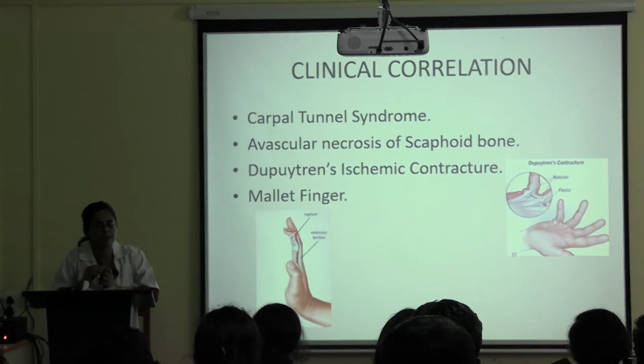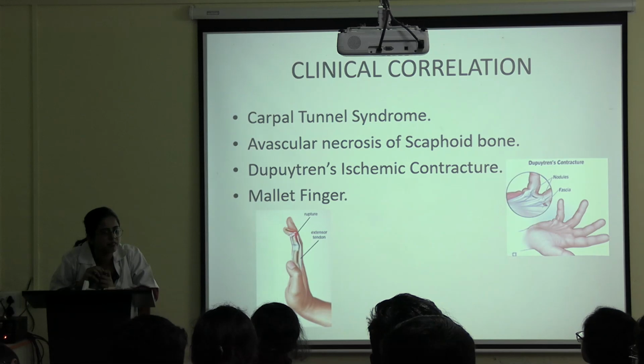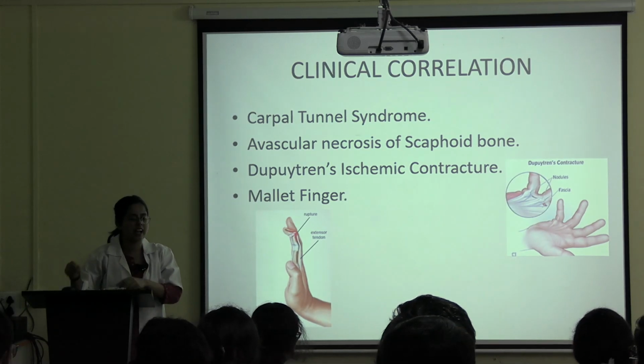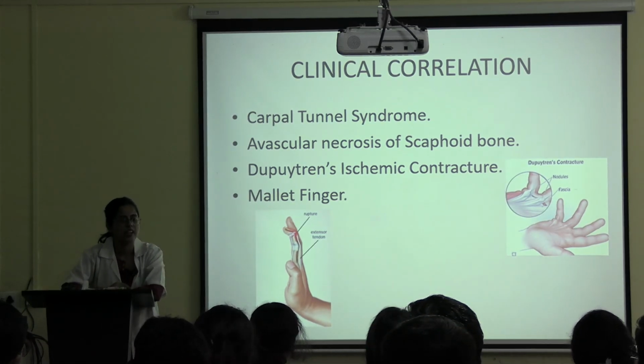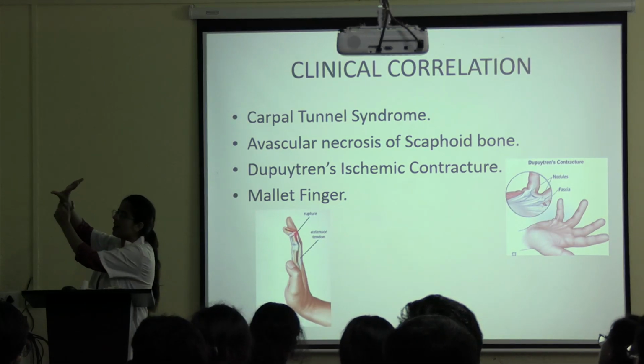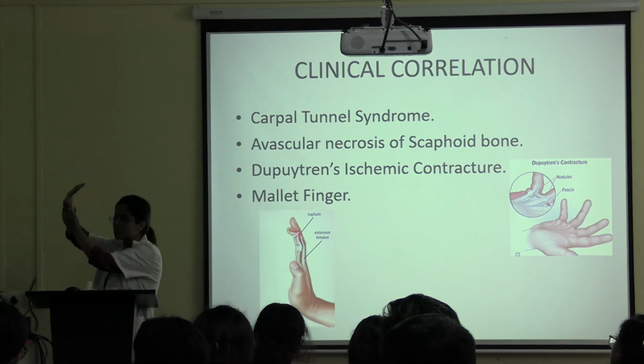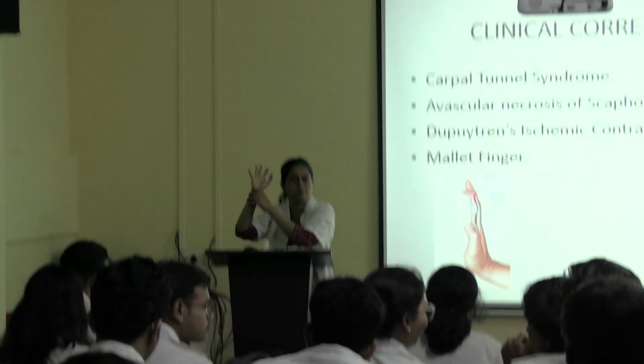Okay, now if there is a fracture in your scaphoid bone, how will you diagnose that the scaphoid bone is fractured? No, how will you clinically diagnose it? You will get tenderness in the anatomical snuff box. This part is the anatomical snuff box. It will be shown in your dissection hall.